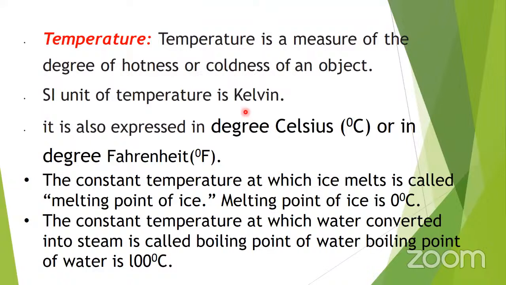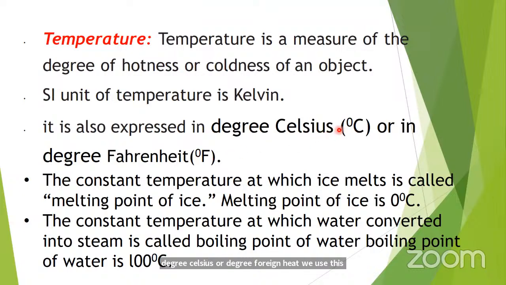The SI unit of temperature is kelvin. Usually temperature is measured in kelvins, but it is also expressed in Celsius degrees or Fahrenheit degrees. So usually we use the symbol degree Celsius or degree Fahrenheit. There are two scales.